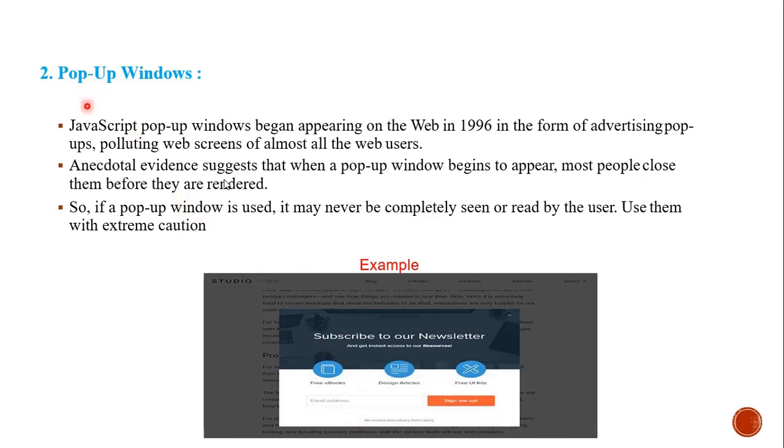JavaScript pop-up windows began appearing on the web in 1996. Before that we did not have such kinds of pop-up windows while browsing. But after 1996, you may have observed this kind of pop-up windows. They are JavaScript pop-up windows, and they may be in the form of advertising pop-ups, polluting the web screens of almost all the web users.